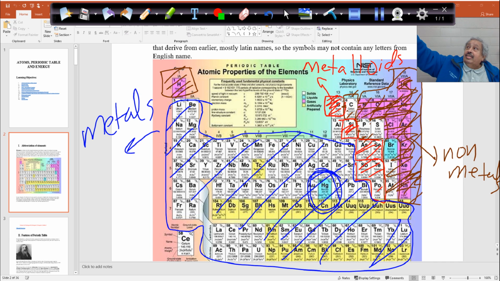Like Tennessine, that's the federal lab in Tennessee. That's Ts, 117. Moscovium, for Moscow, correct? 115. Some of them carry the name of the scientist himself.